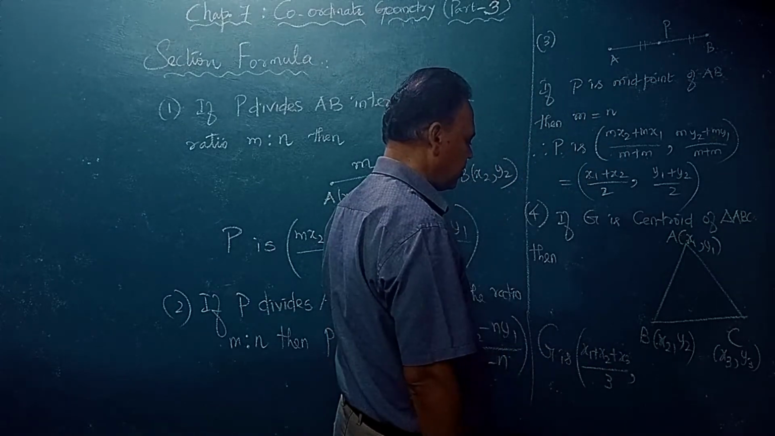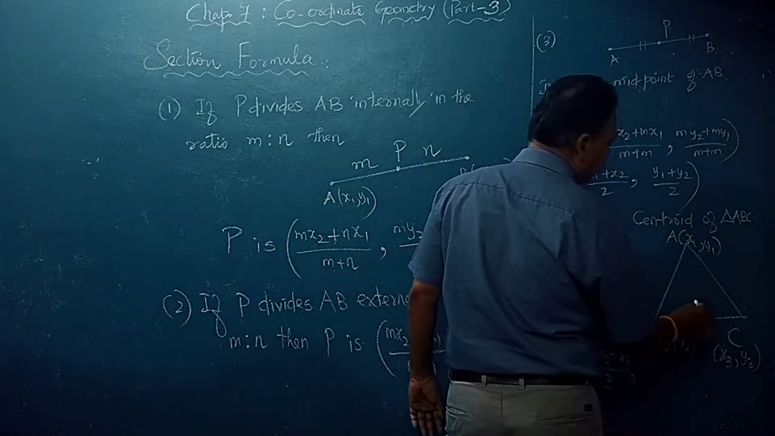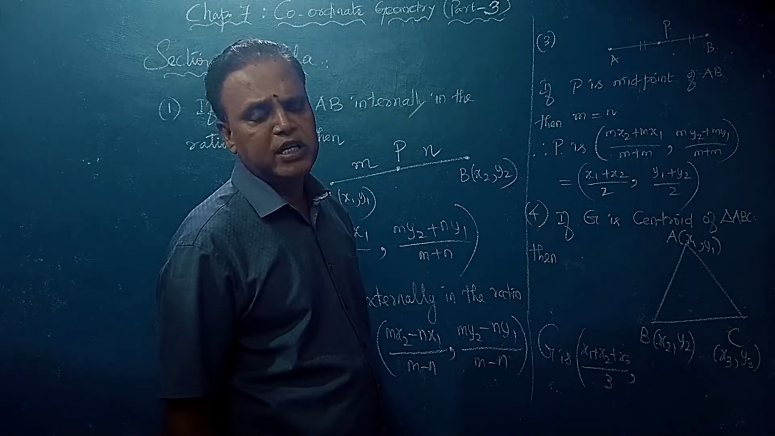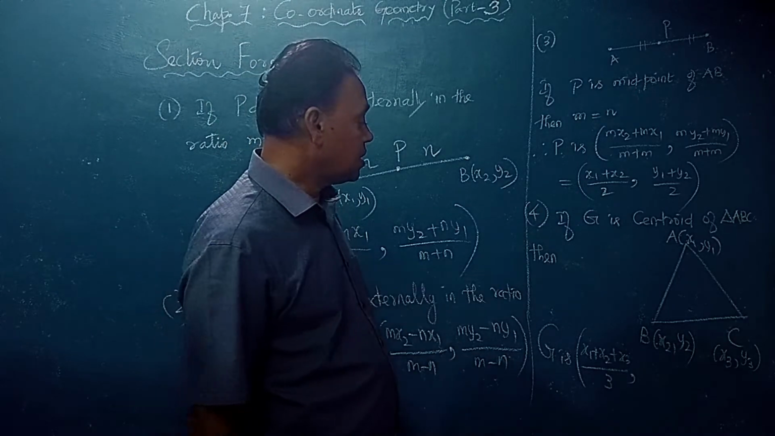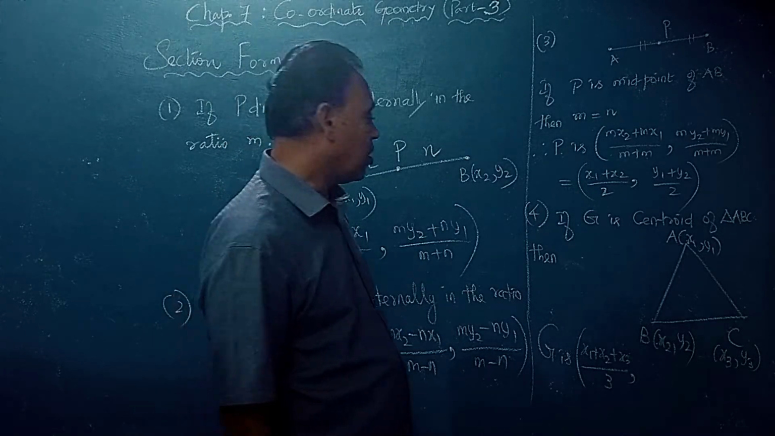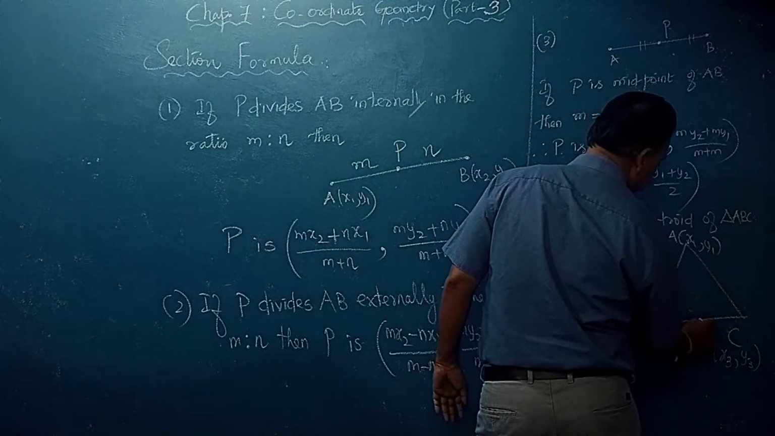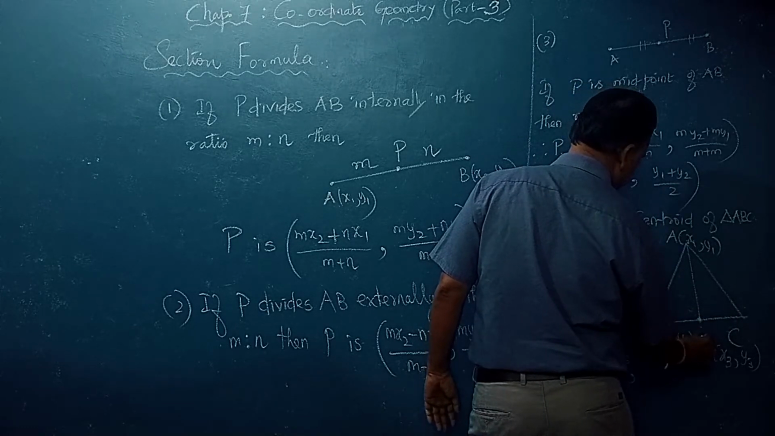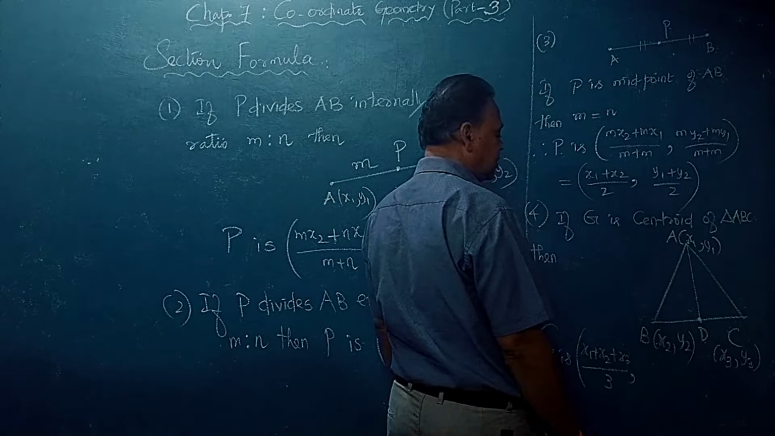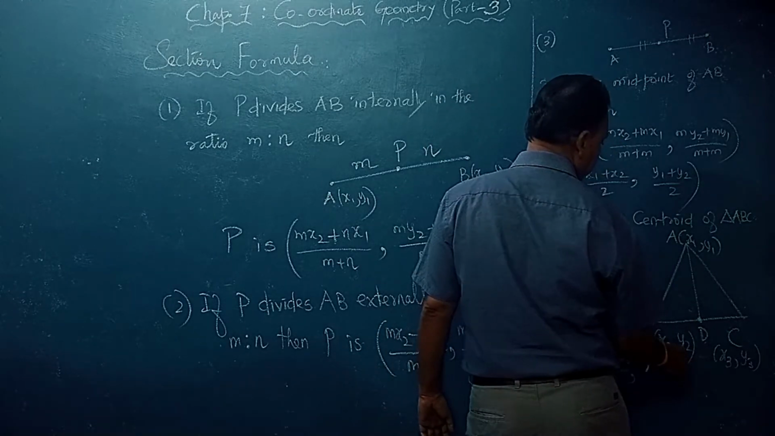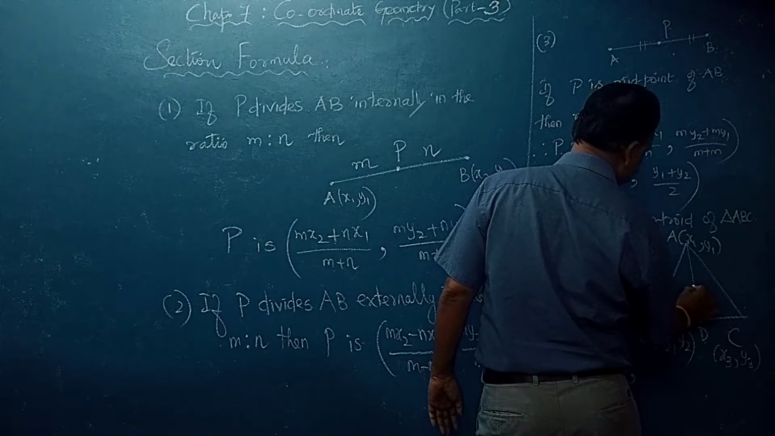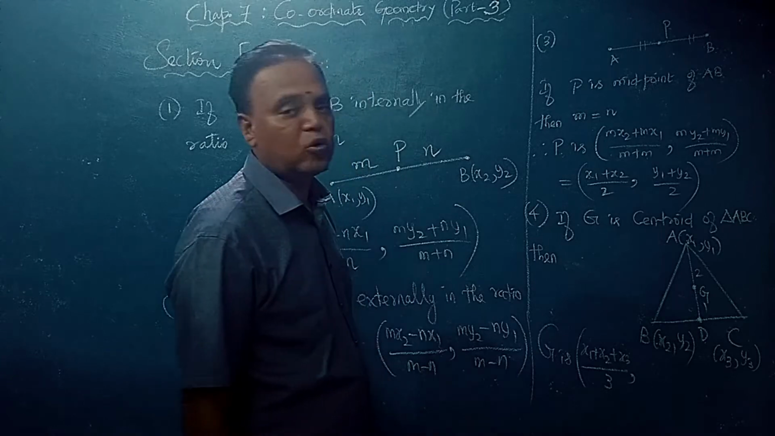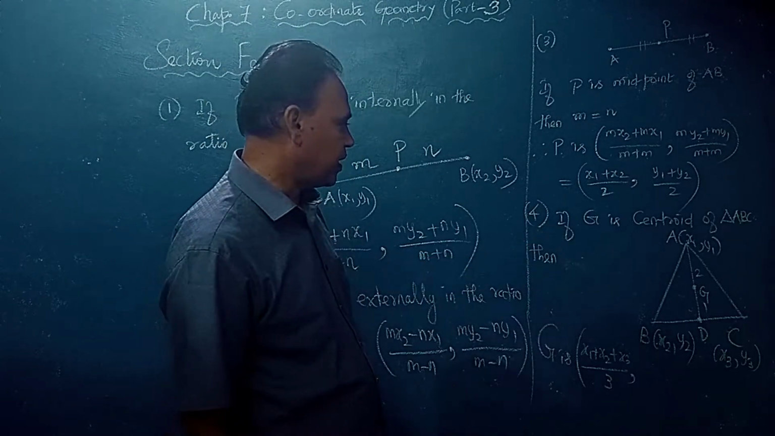Because centroid means all the medians meeting at one point. All the medians of a triangle meeting at one point is called the centroid. Clear? The midpoint and the opposite vertex are always joined, and joining them correctly gives the median. The centroid divides the median in the ratio 2:1. You have to always remember this; in 9th class also you might have studied.